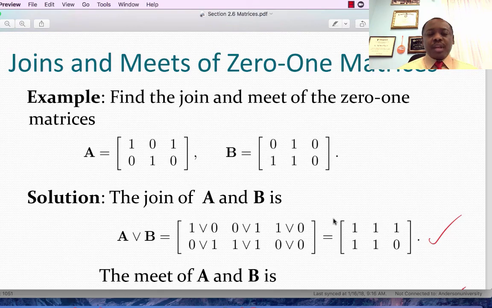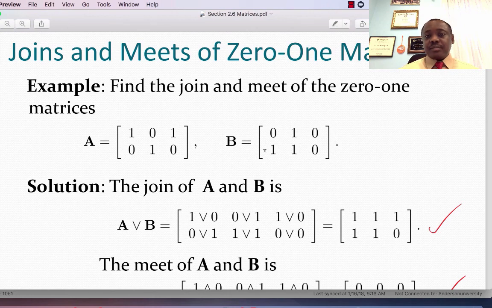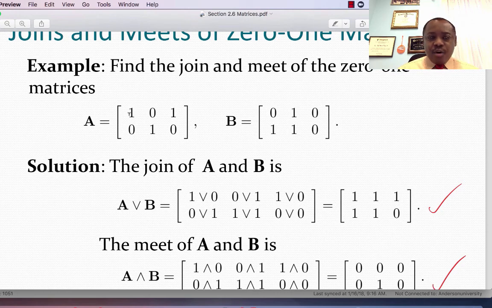Before we hit hard on the Boolean product, let's take an example. So that's the matrix A, that's the matrix B. The dimension here, 1, 2, 3, 1, 2, 3. So same dimensions, so we're good to go. So A or B would simply be, I go into A and into B and I take the OR of corresponding entries. So that is the join. So that would be 1 or 0, which is a 1, 0 or 1, which is a 1, 1 or 0, which is a 1, 0 or 1, which is a 1, 1 or 1, which is a 1, 0 or 0, which is a 0.